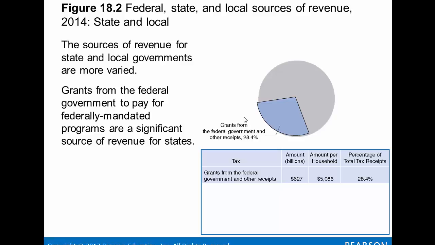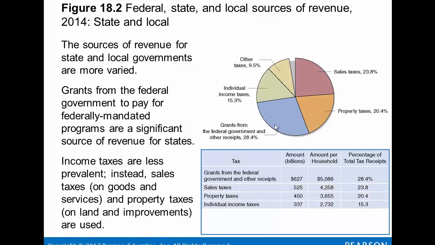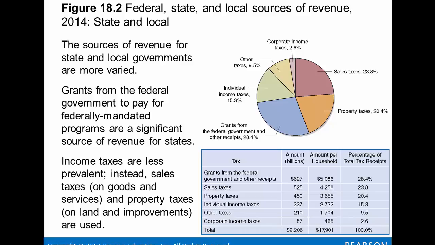So the sources of revenue for state and local governments are more varied. Grants from the federal government pay for federally mandated programs and are such a significant source of revenue for the states. So grants from the federal government represent 28.4% for state taxes, because again, the federal government collects federal income taxes, but then they go ahead and pass on grants to have Medicare programs, to have federal education, to have school education, all kinds of different things.